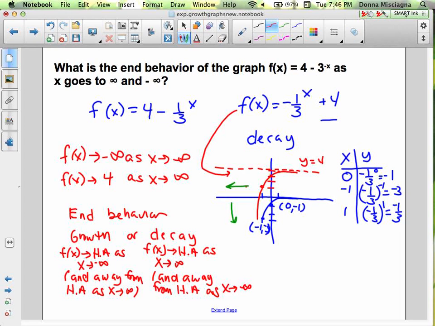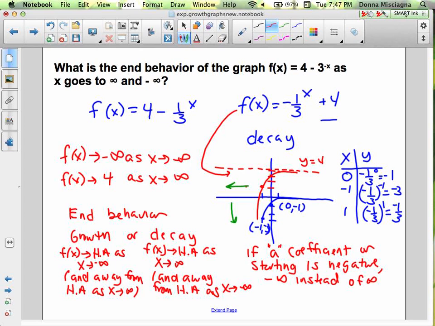And then the other thing to look at is, is it reflected? So if a, which is your coefficient or starting value, is negative, and it doesn't matter whether this is growth or decay, then it's going to be negative infinity instead of infinity. It doesn't matter which way, whether it's growth or decay. So just a little review there on your exponential functions.